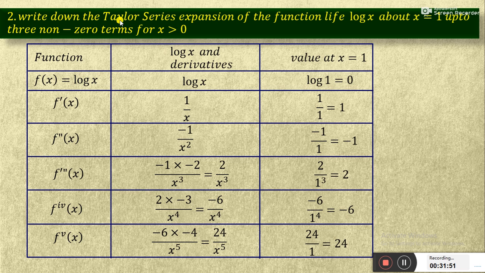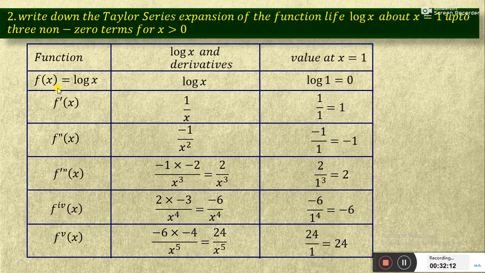Now we apply the Taylor series for the function log x. Here they give the point x equal to 1, up to 3 non-zero terms. So first I write the function f of x and its derivatives, next the value at x equal to 1. So first the function is f of x equal to log x. So next f dash of x.